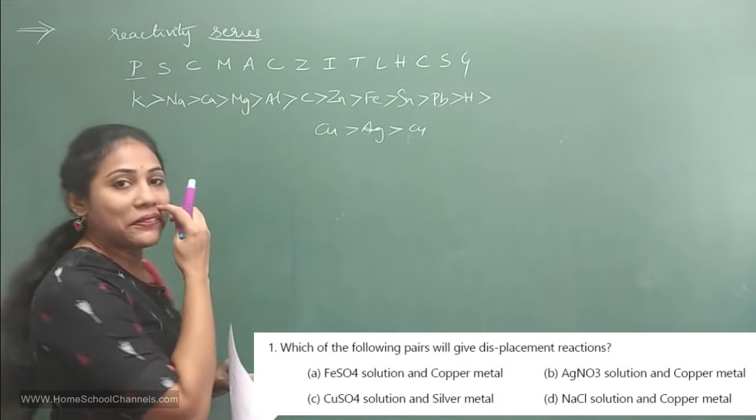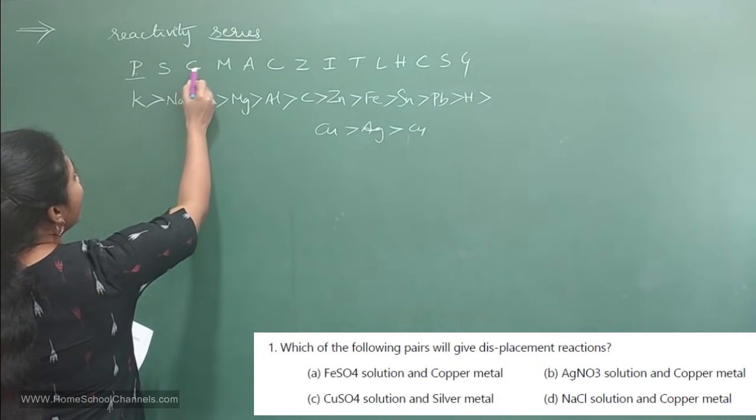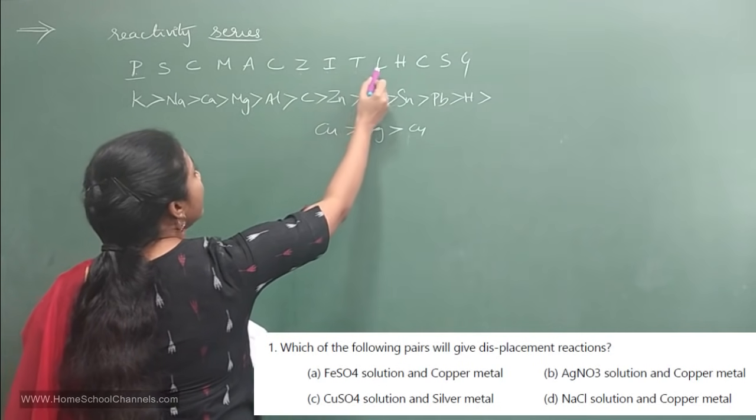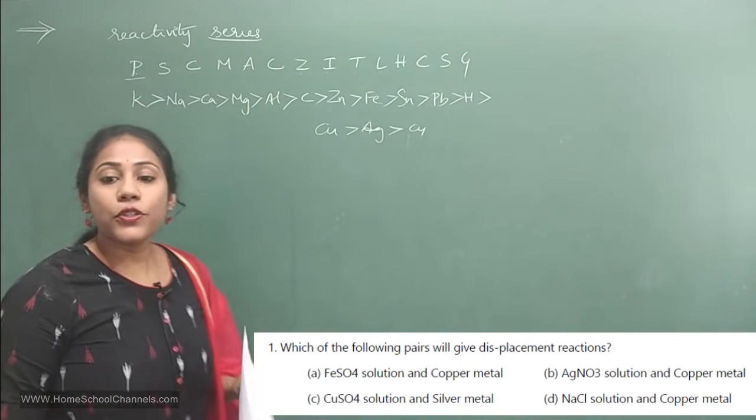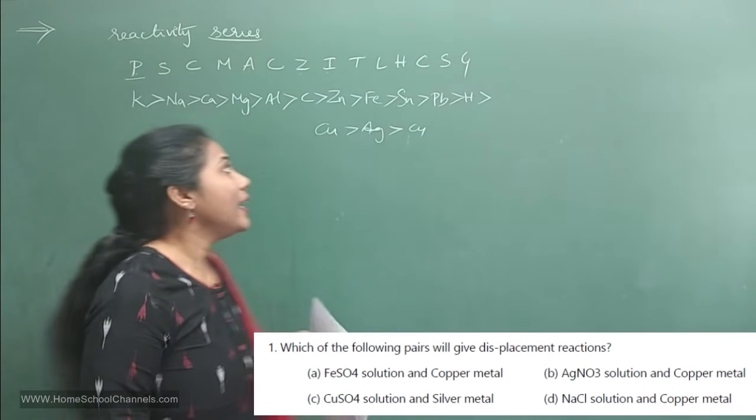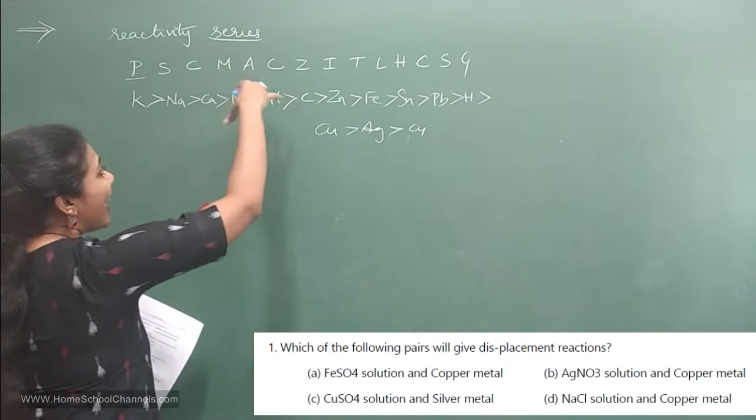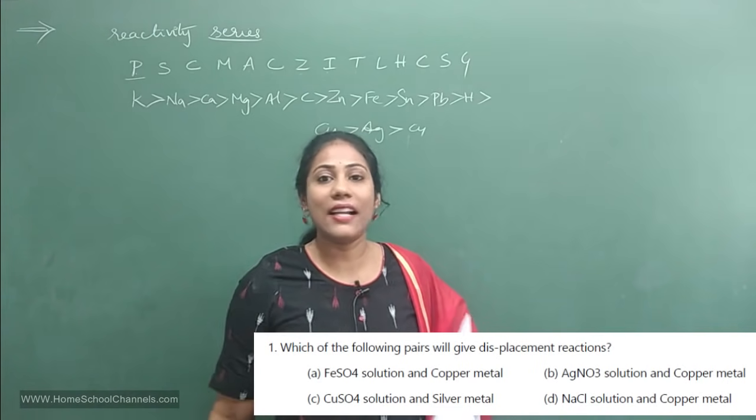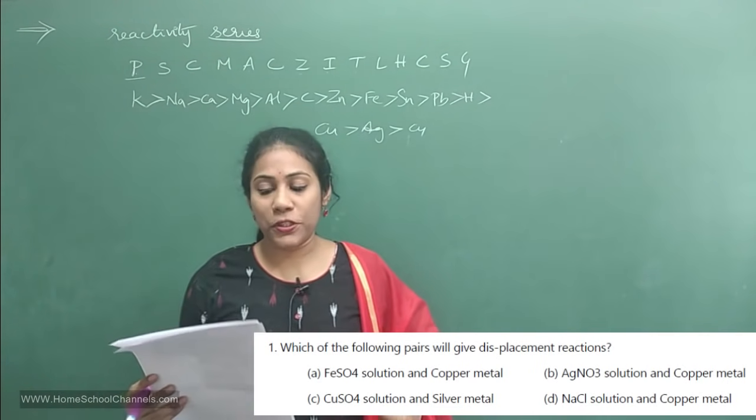So this is the reactivity series. So just try to remember: please stop calling me a careless zebra. Instead, try learning how copper saves gold. Okay, so this is the shortest trick. And now the element which is more reactive can displace the element which is less reactive from the metal salt solution. Okay, so now let us check out the options.